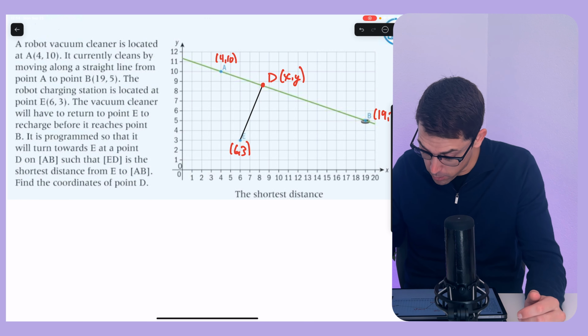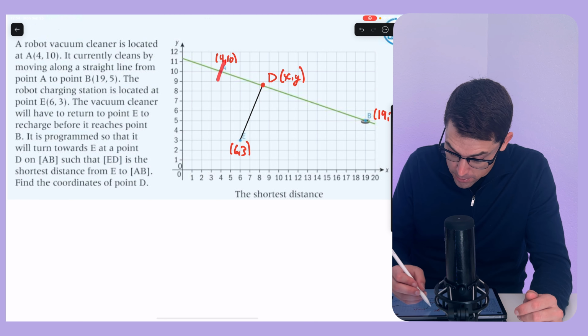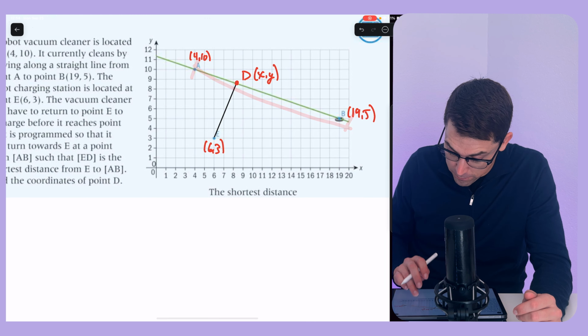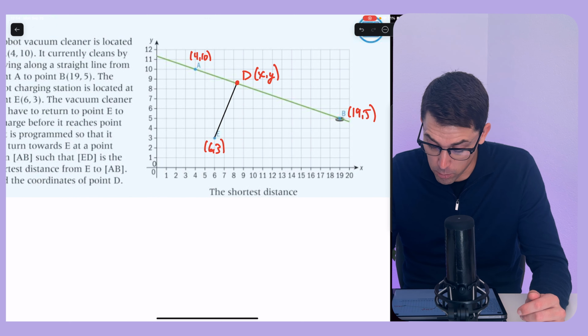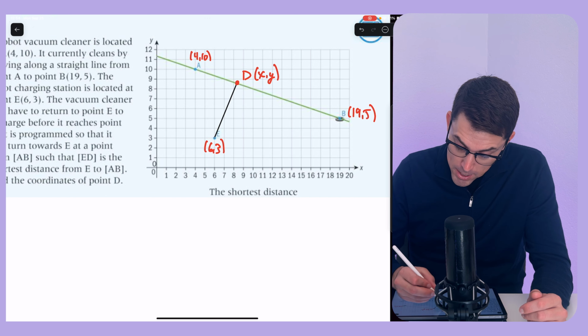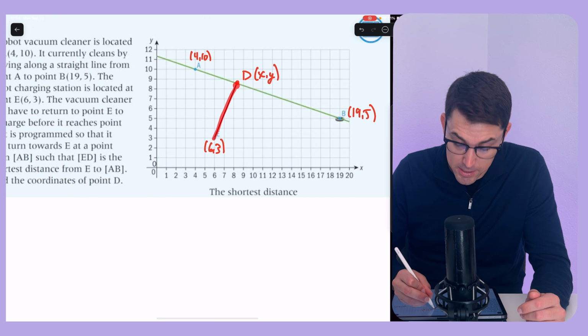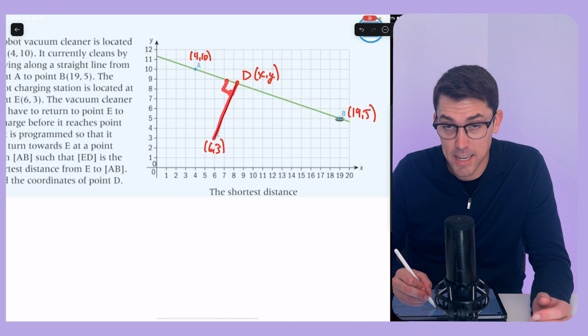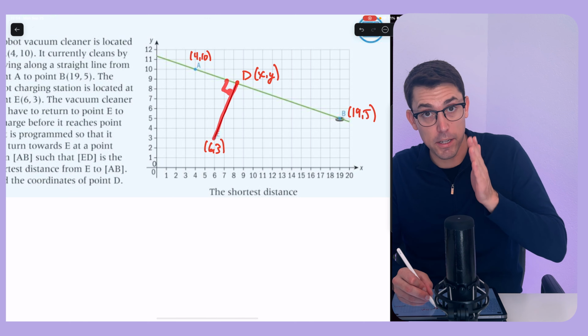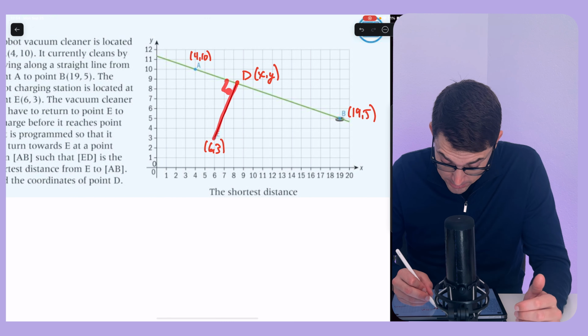But what we do know is that this is 4, 10. We know that this is 19.5, and we know that this is 6.3. So let's go ahead and figure out what we need to know. So I mentioned that this is going to be a straight line, meaning that this is going to have a y equals mx plus b form. And I also mentioned that this is going to make a 90-degree angle because that's part of the property that makes it the shortest distance in this case.